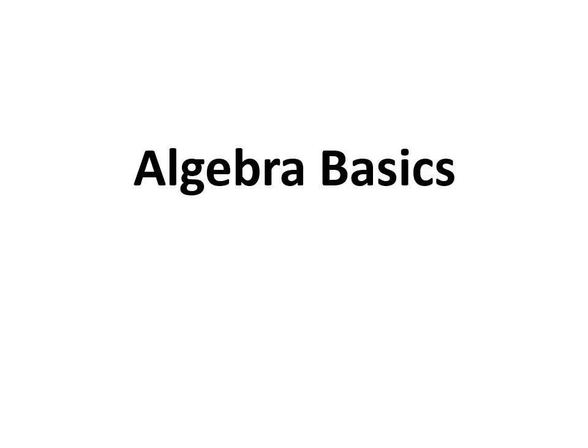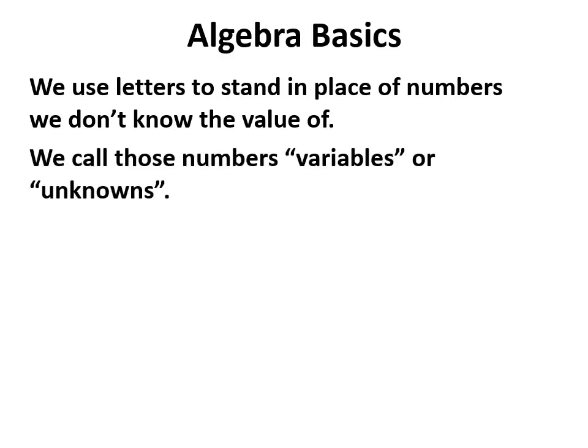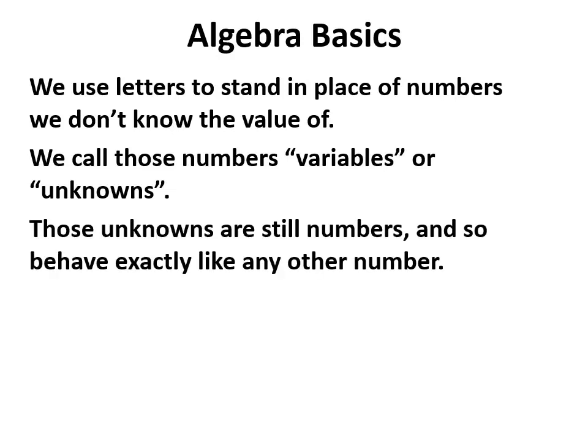Just going to run through some algebra basics for year 9 and 10. First up, we use letters to stand in place of numbers if we don't know their value. We call those numbers variables or unknowns, but they're still numbers. They behave like any other number, no difference in the rules of how numbers behave.